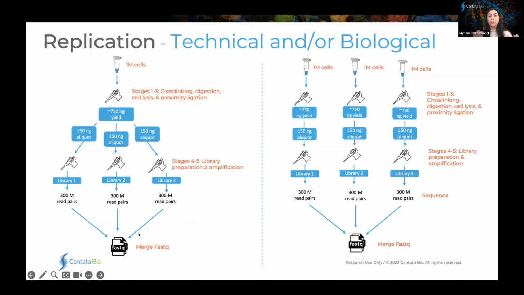Some researchers do a combination of both, so they will have their biological replication, but from that DNA, they're also going to do their technical replication. And that would be the most robust way of designing your experiment, but this also comes with you having to do more of those libraries.